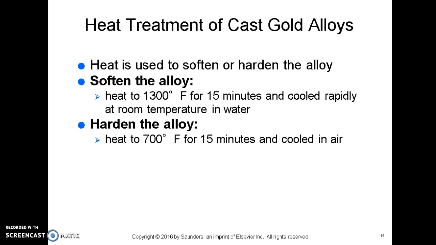When we treat cast gold alloys, we can soften or harden them. Heat is used to do both of these things. When we soften the alloy, we heat it to a very high temperature of 1300 degrees Fahrenheit for 15 minutes and then cool it rapidly in room temperature water. When we harden the alloy, we heat it to 700 degrees for 15 minutes and cool it in air. Those processes will alter the properties and characteristics of the metal.